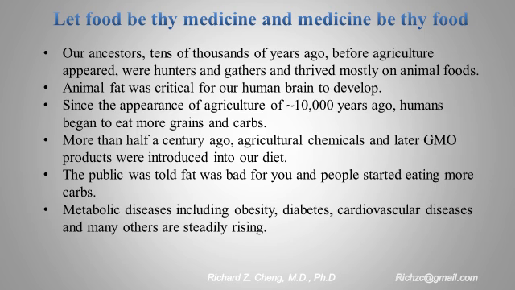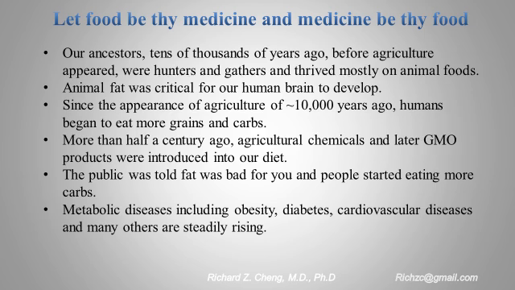About 10 to 12,000 years ago, when agriculture started showing up, humans began to settle down and eat more grains and carbs, and that's how it's been changing. In the last century, agricultural chemicals, pesticides, some good, some not so good, and later GMO, the gene transfer products, started showing up in our diet, which has been correlated with a lot of the health issues we have.